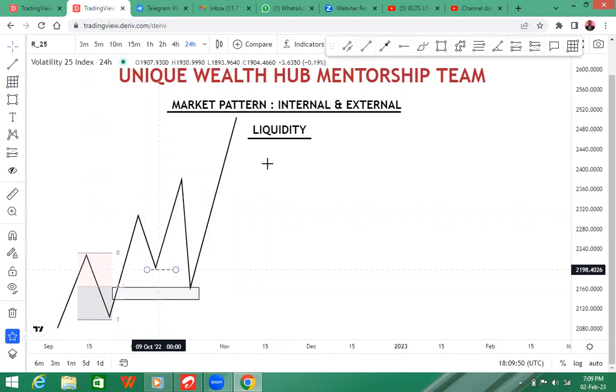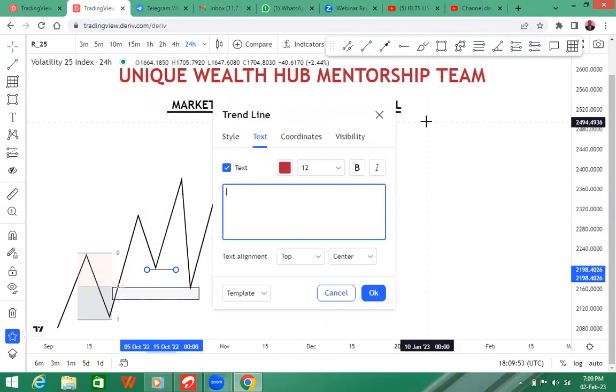So they take out internal liquidity. I'll call this my internal liquidity.